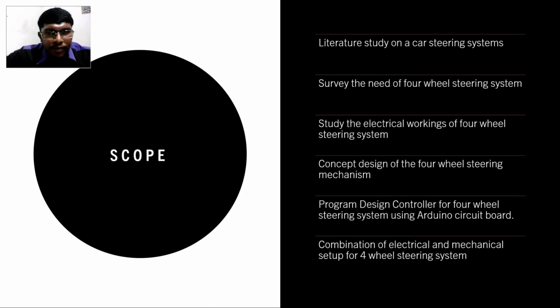Now, my scope of studies. First, literature study on car steering systems. Then, survey the need of 4-wheel steering system. Study the electrical workings of 4-wheel steering system. This means you have to link the wiring system and the mechanical system.